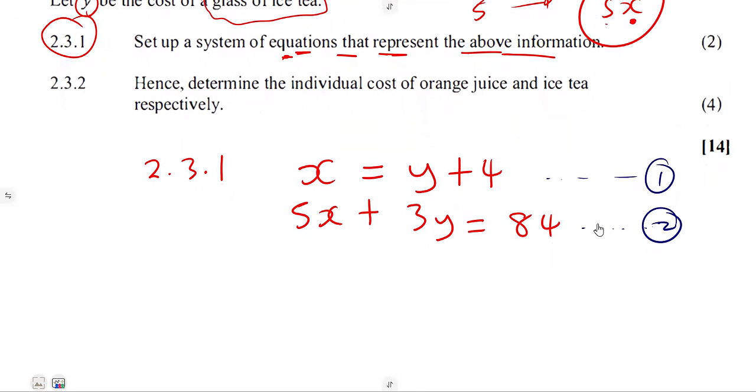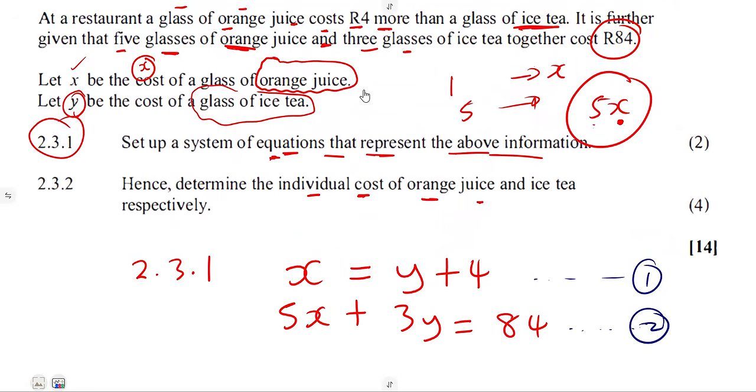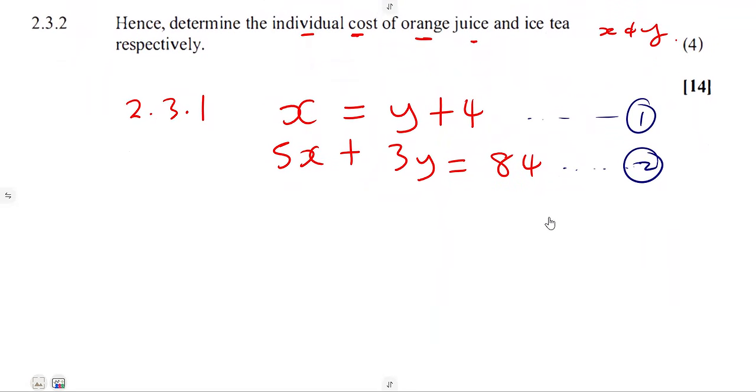Then 2.3.2, they now said, hence determine the individual cost of orange juice and iced tea respectively. They are just simply saying calculate the value of x, because x is the cost of what? The glass of orange juice, and y is the cost of what? The glass of iced tea. So they are simply saying solve for x and y. That is what they are simply saying there, because x and y represent the cost of orange juice and the cost of iced tea.